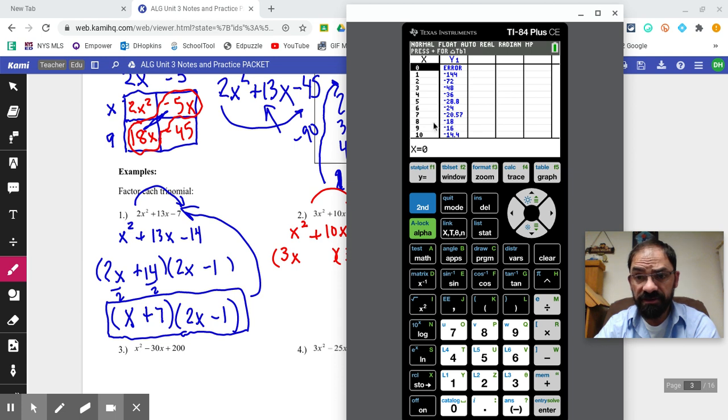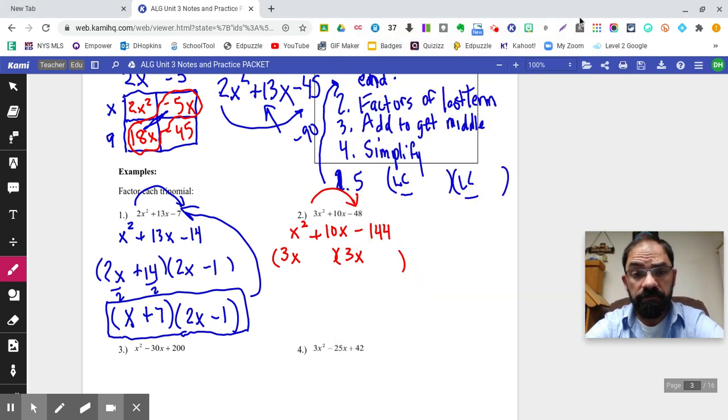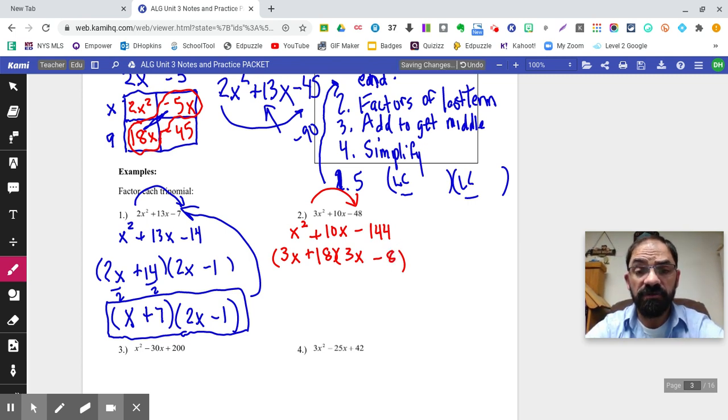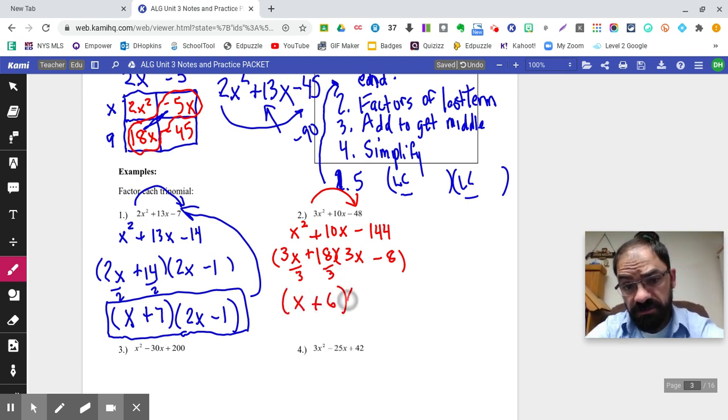8 and negative 18. Can I come up with a 10 with 8 and negative 18? I sure can. But looking at the sign in front of the 10x, I want a positive 10. So that means I want positive 18 and negative 8. Those two numbers multiply to get negative 144, but they add to get 10. This guy over here can reduce. So I have x plus 6, 3x minus 8.